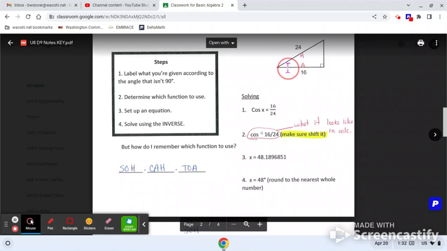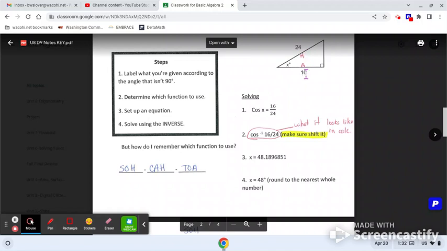So this angle is not 90. I know that because I already have a 90-degree angle. You cannot have two 90-degree angles in one triangle. Not possible. So I know that this is not 90. So I label from here, this is my hypotenuse, the 24, because it's opposite the right angle.